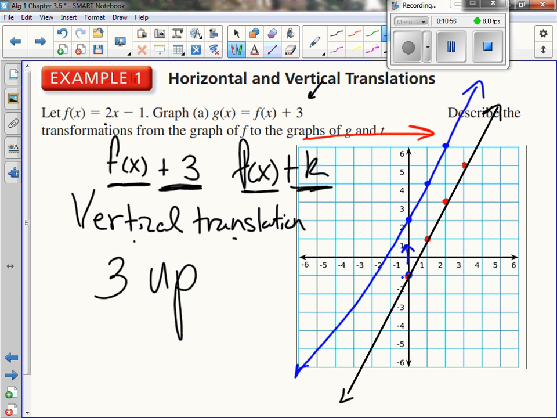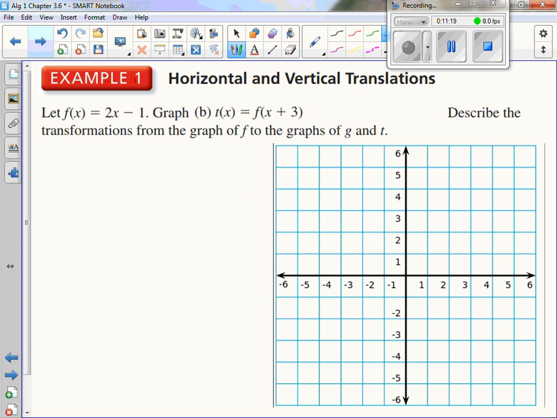And again, the main thing to focus on, especially on the homework, is describing how it is moving. Well, this here is a vertical translation because it's added to the outside. And since it's 3 and positive, it would be up 3 or 3 units up. Questions on this here? So let's look at this one here. Let's graph it first, then we'll talk about the translation.